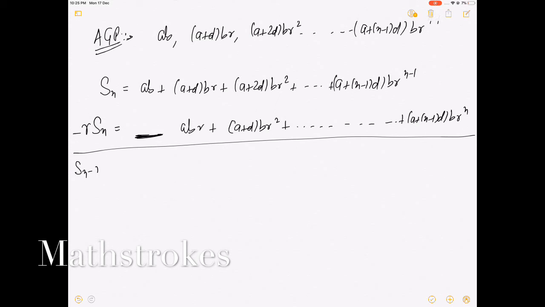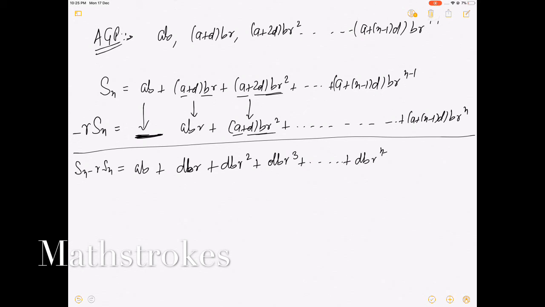Here I will get Sn minus r Sn is equal to ab as it is. Subtract this one: abr will be cancelled, and we are left with dbr. Here abr square will be cancelled, and 2dbr square minus dbr square leaves dbr square. From the pattern, the next term will be dbr cube, up to dbr to the power n minus 1, and the last term is written as it is, minus a plus n minus 1 d br to the power n.